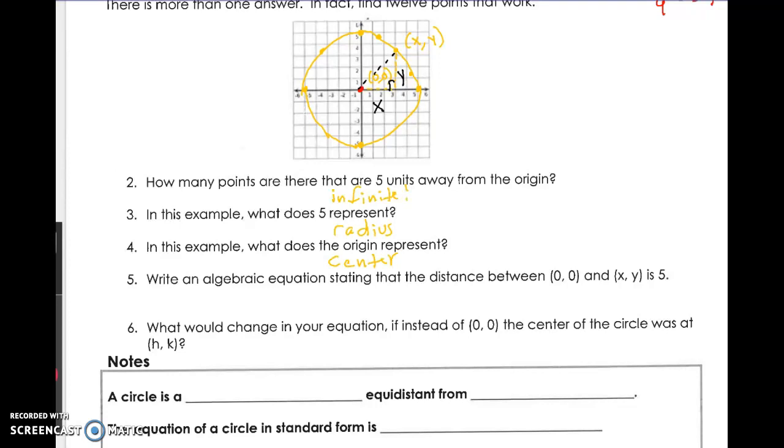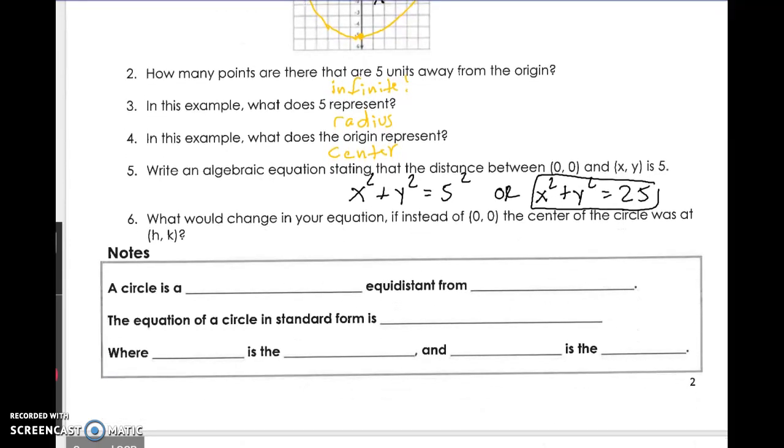And so if we want to get what this distance is, the radius, which we know is 5, we could do the Pythagorean theorem. So we would have x squared plus y squared equals 5 squared. Or, as we usually write it, x squared plus y squared equals 25. And that would be the equation of our circle.